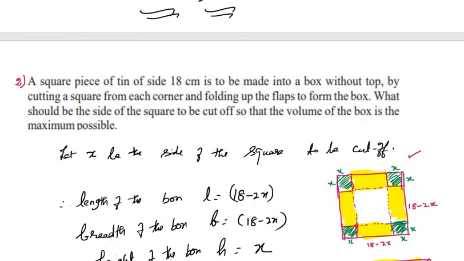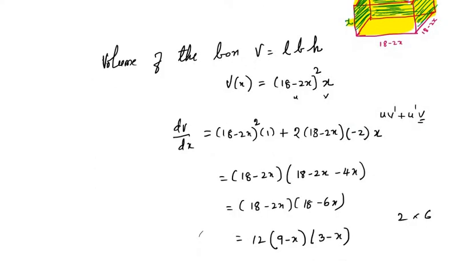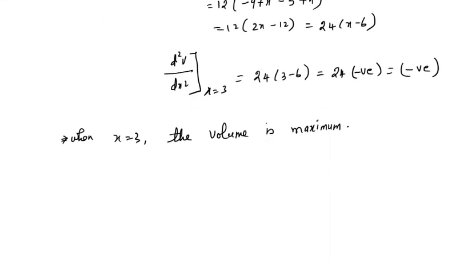See, what is the question here? What should be the side of the square to be cut off? Therefore, they asked only the side of the square to be cut off. Here we have assumed x to be the side of the square. Therefore, x we got. Sometimes they may ask what the maximum volume of the box is; then we have to find L into B into H. Or find the dimensions of the box so that the volume is maximum. Whatever the question is, accordingly you must write. Then only you will get the mark for that particular step. Understood? Otherwise, you will not get the full mark.